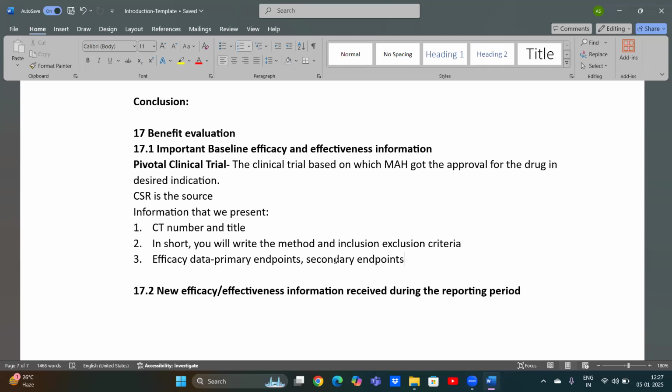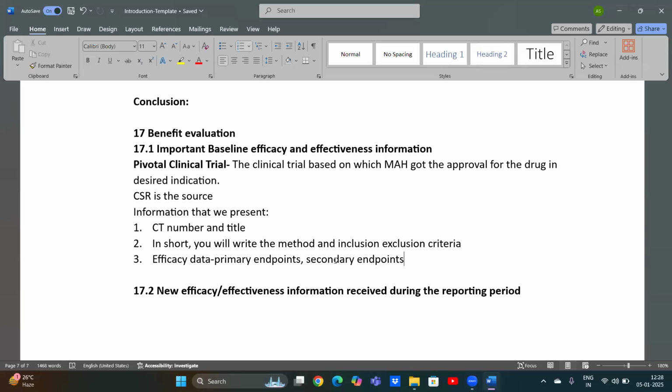So suppose it was approved in the European region. Now you are doing the clinical trial in the Japanese region, where you found the efficacy of your drug in Japanese patients also. That is done during your current reporting period. So that trial data will come in 17.2 as new efficacy or effectiveness information. And the same way we will write, right? Same way, the way will be the same. Okay.